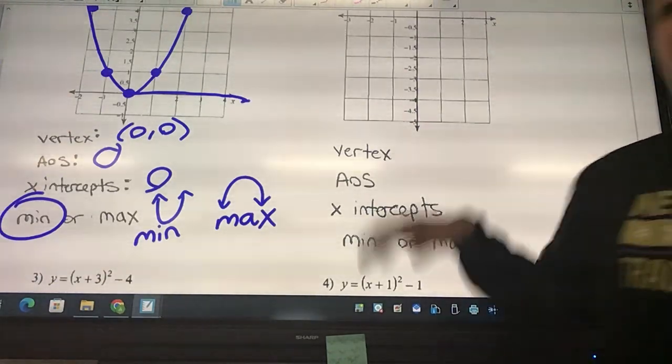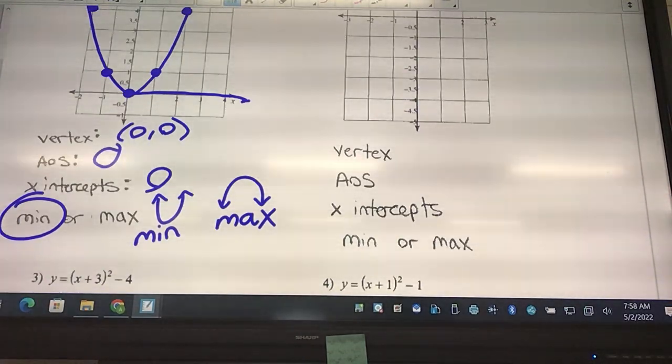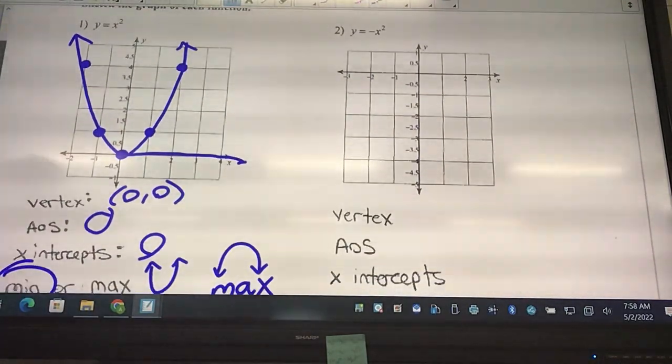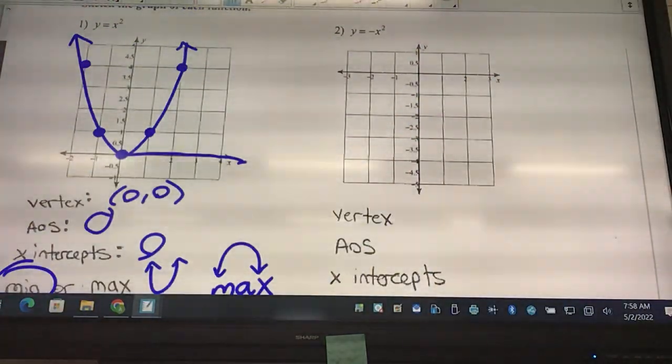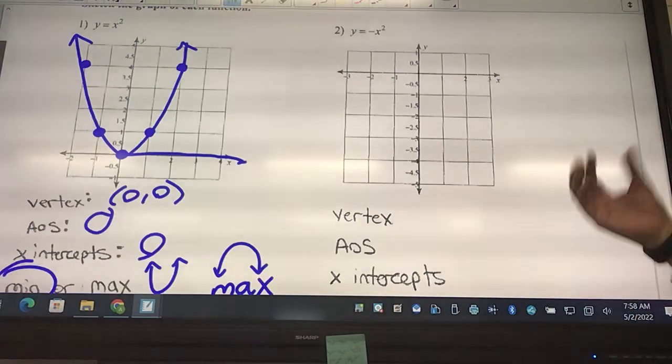Okay, now we're gonna graph number 3 also. What is the difference between number 1 and, or number 2, I'm sorry. Number 1 and number 2. Look at it, what's the difference? There's a negative. Okay, all the negatives does is take the graph from going this way and it flips it upside down. That's what a negative does, okay, if it's in the front.